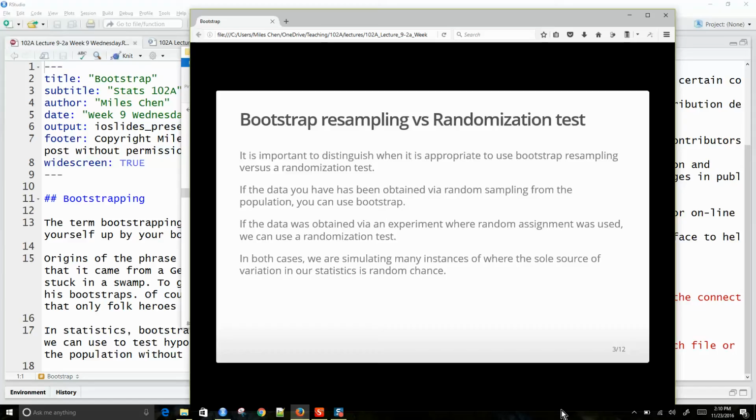And in both of these cases, we're using the computer to simulate this random process and the randomizing process to show us what the variation would look like if random chance is the sole source of the variation, right? Because whenever we do a hypothesis test, the null hypothesis is generally that the two groups have the same mean, but whenever we observe a difference, that difference came because of random sampling or because of random assignment, okay? And the alternative is that this random process is not the sole source of variation.